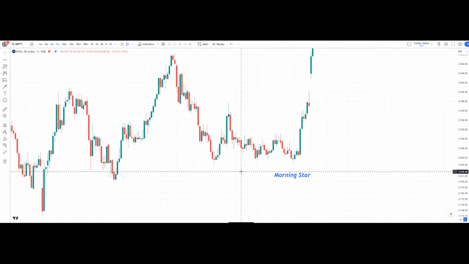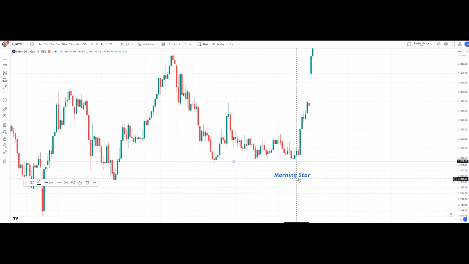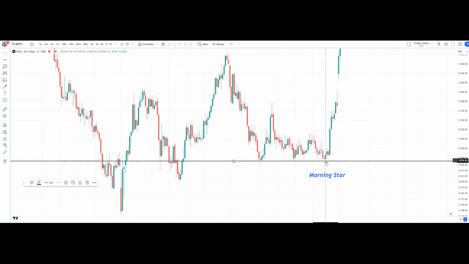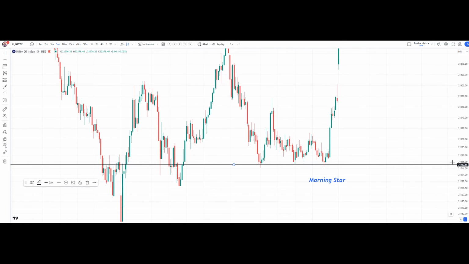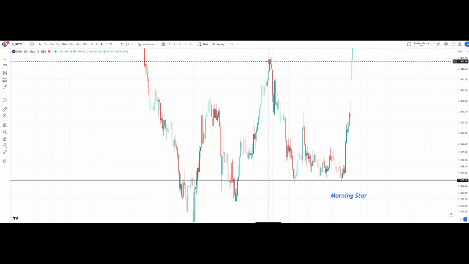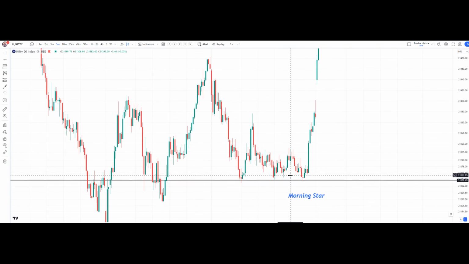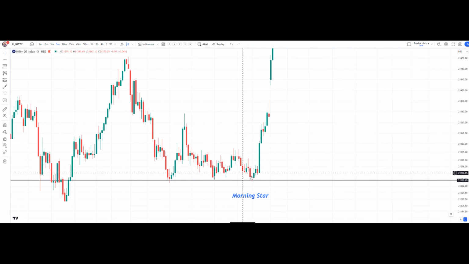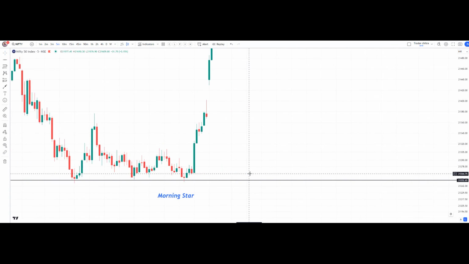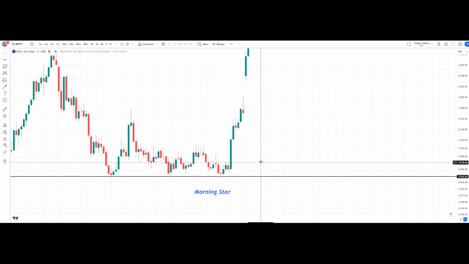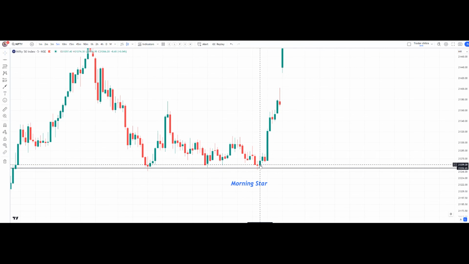Now we are going to see the next pattern, that is the morning star pattern. The morning star pattern we should get at the support level. This is the major support for the Nifty. The time frame is 5 minutes, and this is the downtrend. We can see that the price is in the downtrend. From the resistance there is a continuous fall and price is taking support at this particular level. The first candle is a red candle, then we get the doji candle, meaning an indecision candle, and the third candle is a green candle.